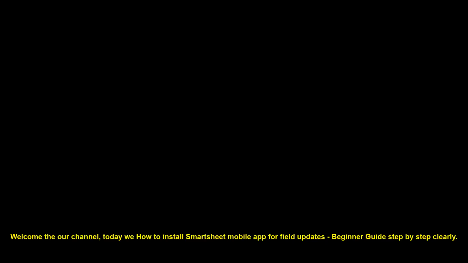To install the Smartsheet mobile app for field updates, start by accessing the App Store on your mobile device. If you're using an iPhone or iPad, open the App Store. For Android devices, locate and open the Google Play Store.